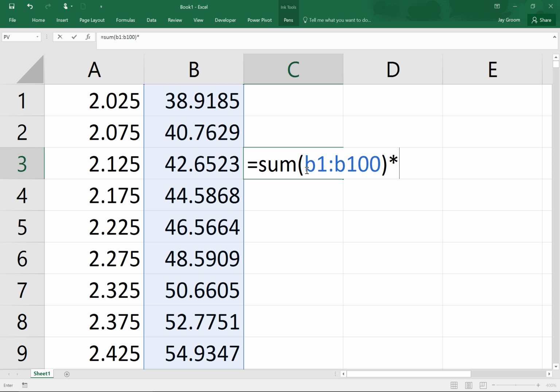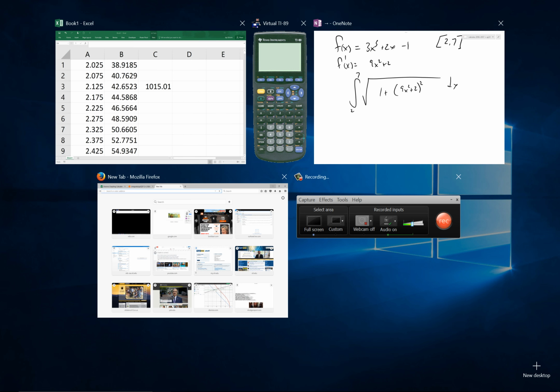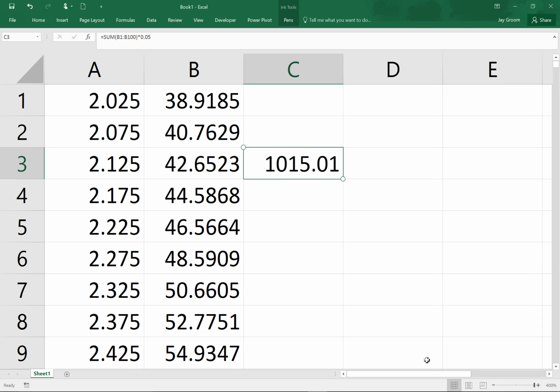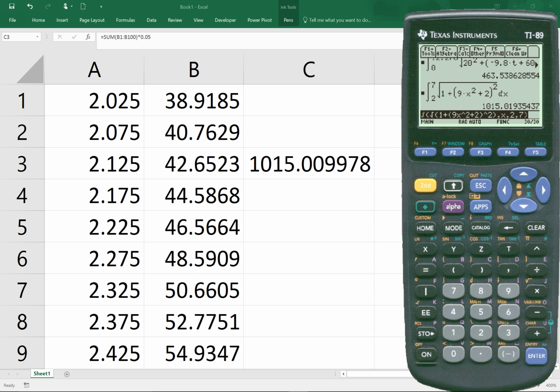Times my delta x, yes? Well, looky there. 1015. Isn't that what Betsy said? Hey, that's pretty good. You know, it'd be really cool to see how close we really are. What did Betsy say? Hey, that's pretty close. We're off by not very much. 0.01-ish. Okay? I'll live with that.